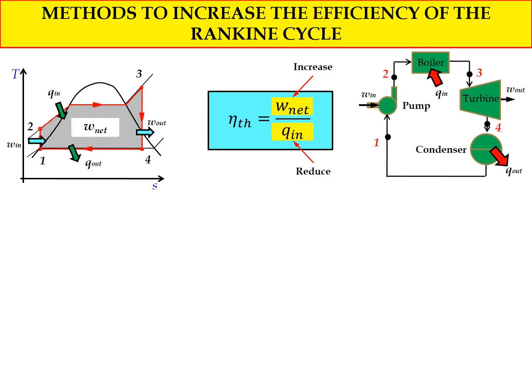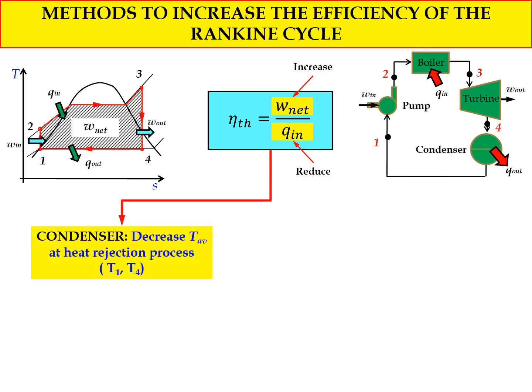And also we can reduce the value of Q in. The value of Q in, in actual conditions, represents the amount of fuel used for the heat addition process in the boiler. So if we can increase W net, the thermal efficiency will increase, or if we can reduce the value of Q in, the thermal efficiency of the Rankine cycle will also increase.